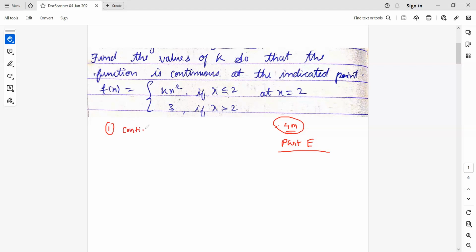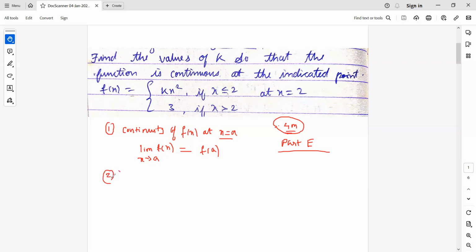Continuity of a function f of x at a point, that is at x is equal to a. Here we have a simple definition you might have already studied in your college. This is just a revision class for you, and we will be focusing on the main question. The definition is: limit of f of x as x tends to a is equal to f of a. This is the first definition we use to discuss continuity at the point x is equal to a.